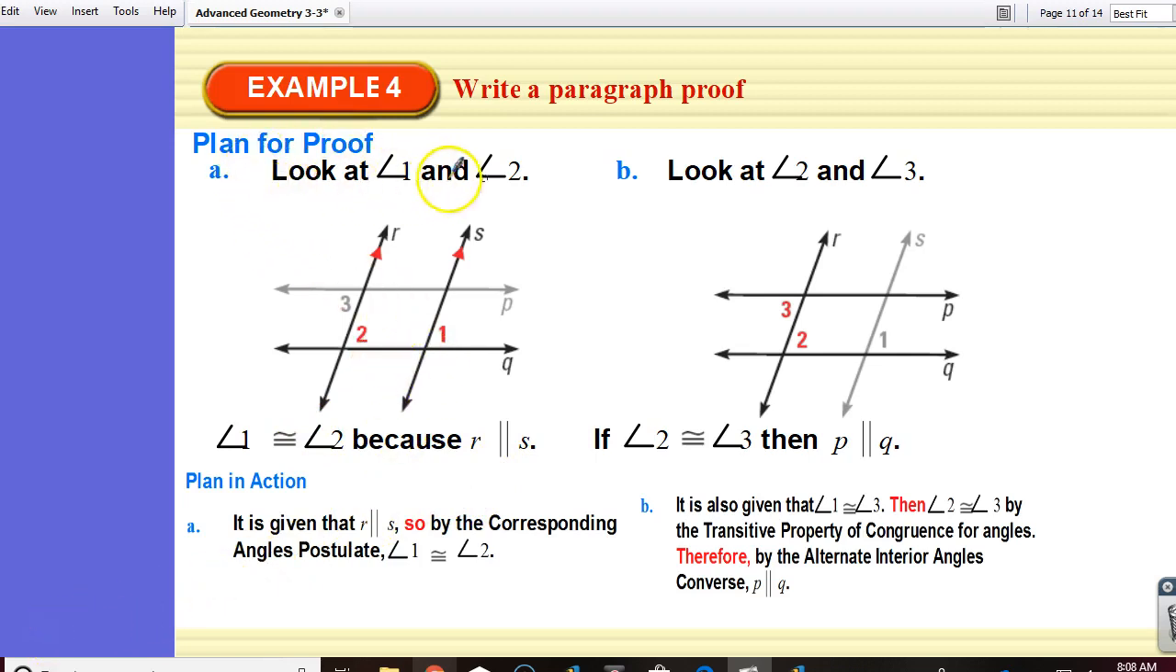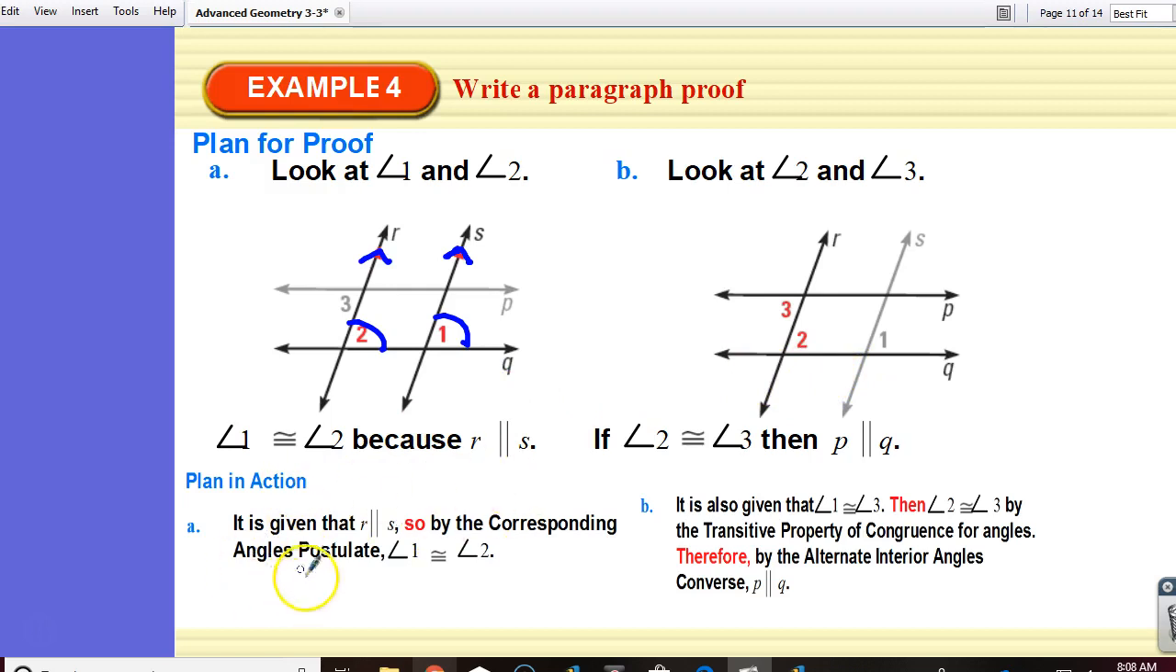Alright, so plan for a proof. Look at angle 1 and angle 2. Angle 1 is congruent to angle 2 because R is parallel to S, right? R is parallel to S, so we know that these are equal. We know they are equal because they are corresponding angles, right? So then the next thing that they were looking at, this is just going through what we just did, except in a paragraph proof, right?